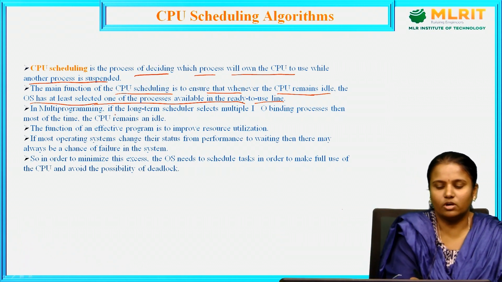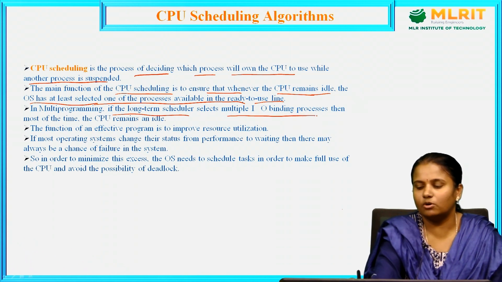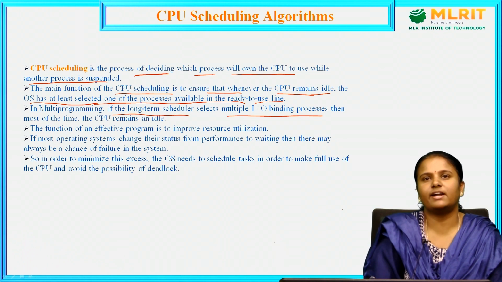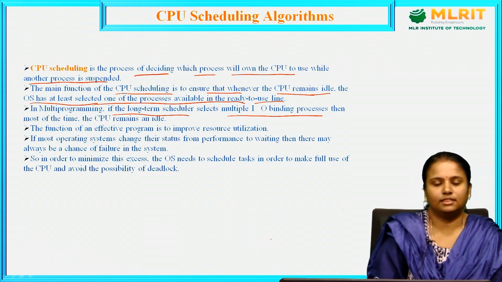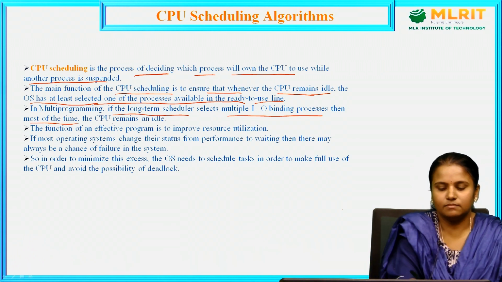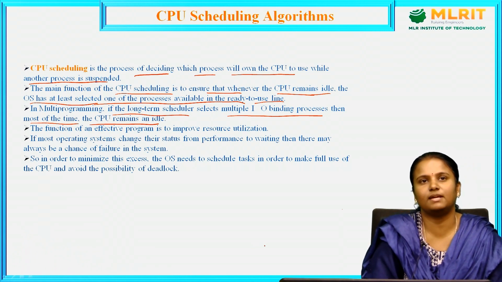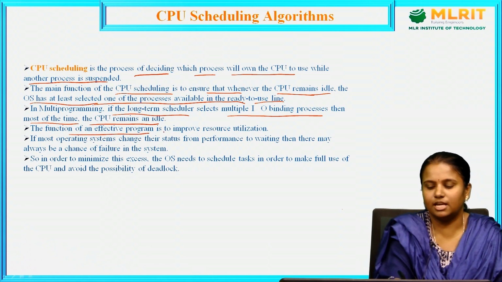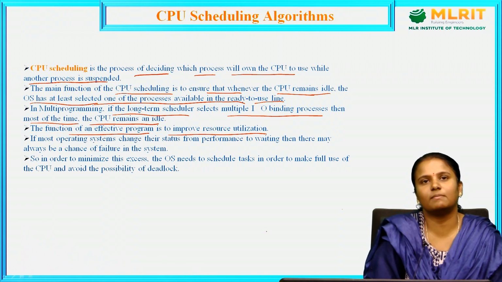In multi-programming, if the long-term scheduler selects multiple input-output bound processes, which are processes whose input-output operations can be performed together, then most of the time the CPU remains idle. Next, the function of an effective program is to improve resource utilization.